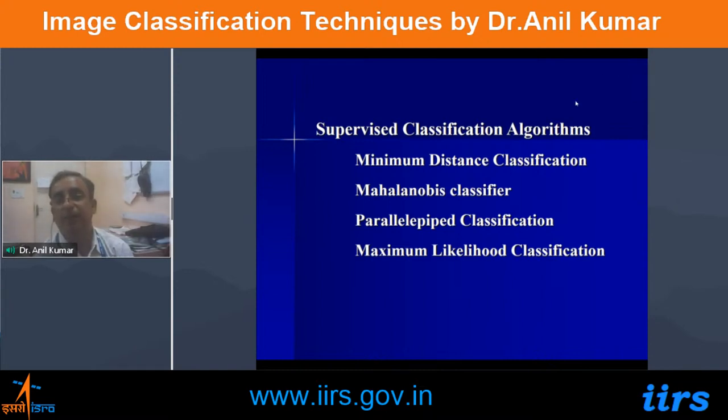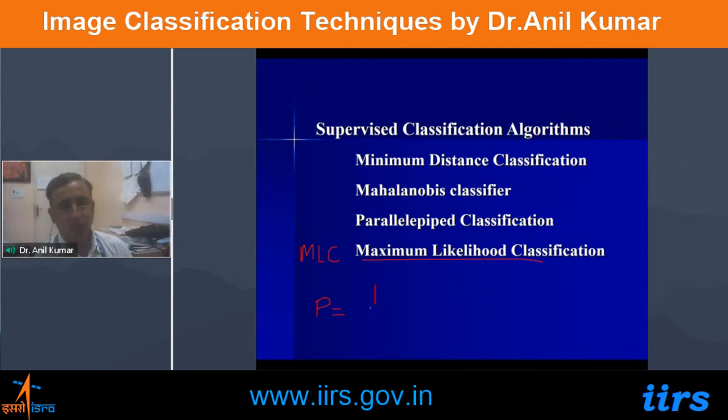So let me cover the fourth one. The fourth one which was there here is maximum likelihood classification. It is called MLC classifier in short. This classifier uses probability. So the probability formula I can write here.